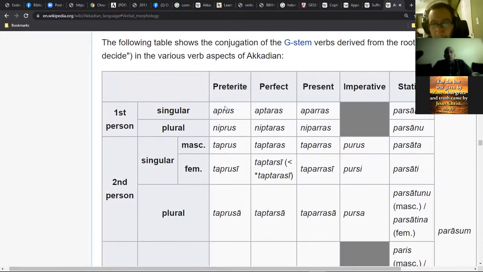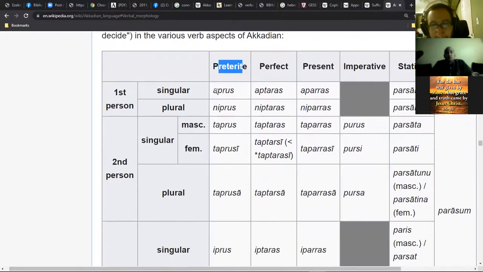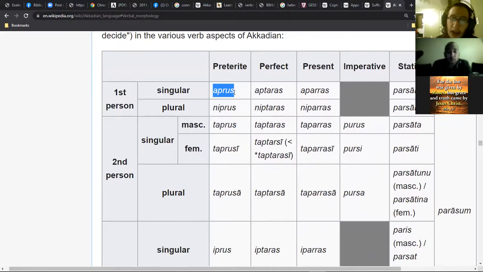But look at their preterite. Preterite means past tense. Their past tense is identical to Hebrew, nearly identical to the imperfect. So aleph at the beginning, right? So let's compare.